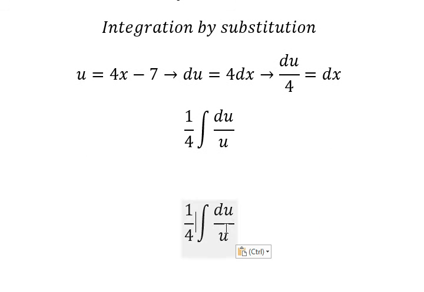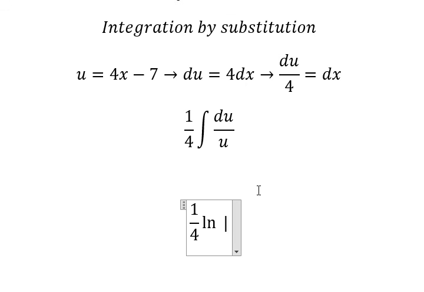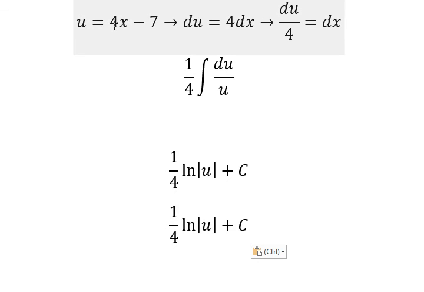The integration of this one, that is ln of the absolute value of u, and we put c. For u, that is this one.